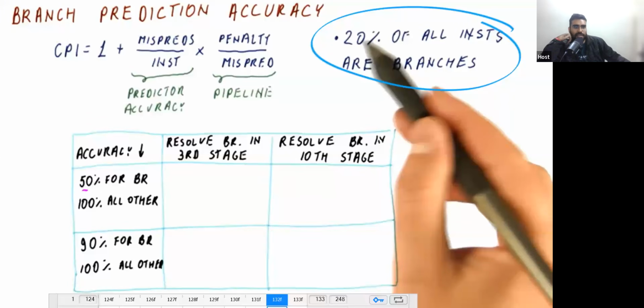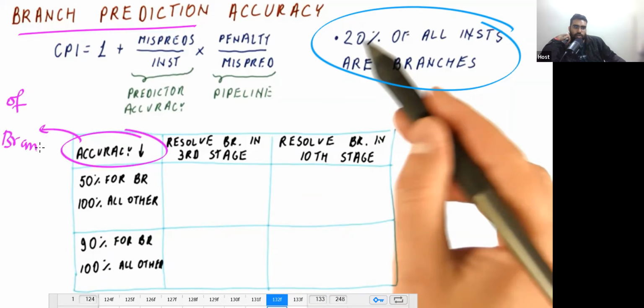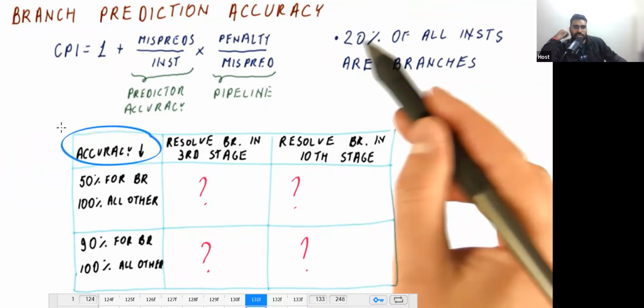Let's assume there is a branch predictor, and this is the branch predictor accuracy. So let's assume in your hardware, you have a branch predictor. What this accuracy is given for is the branch predictor. Remember, this accuracy is given for the branch predictor.